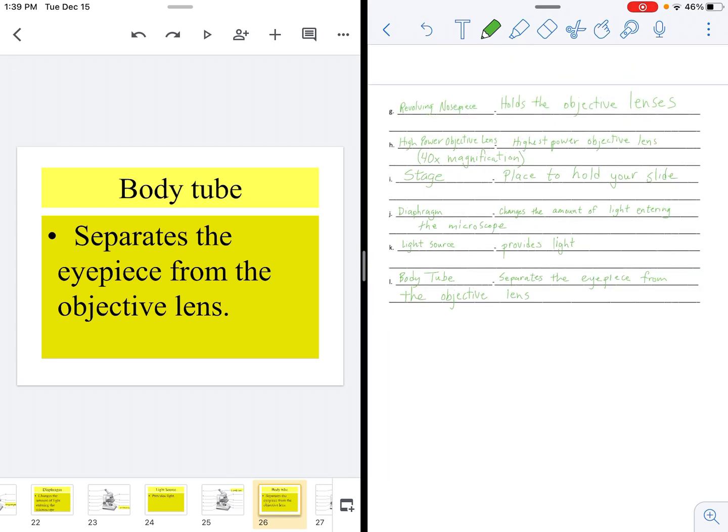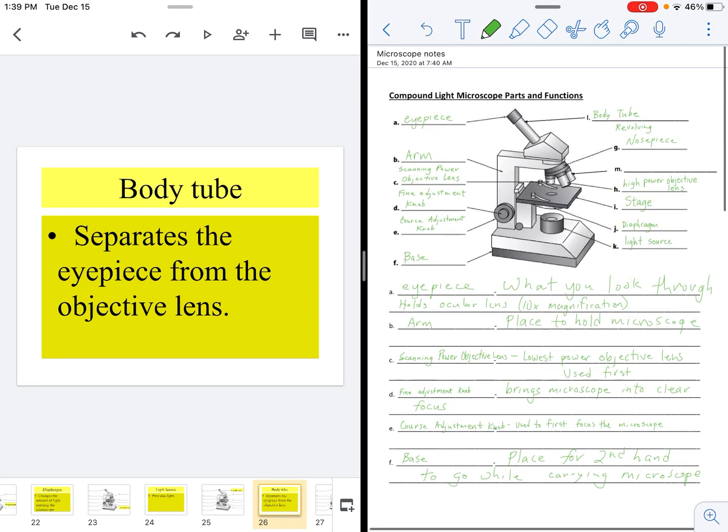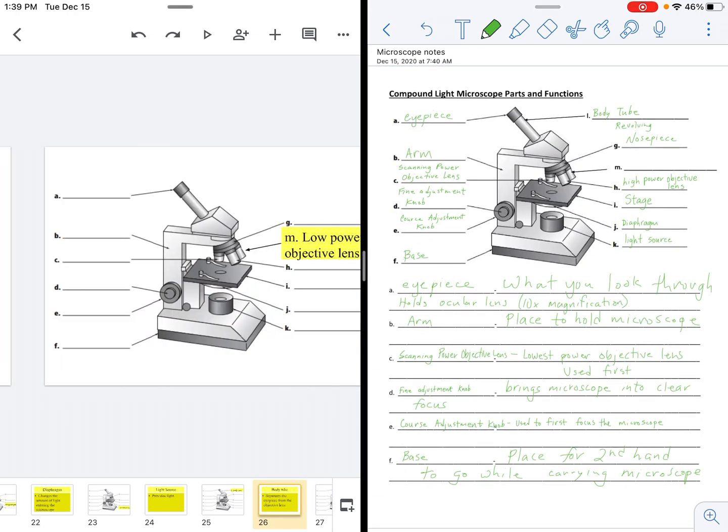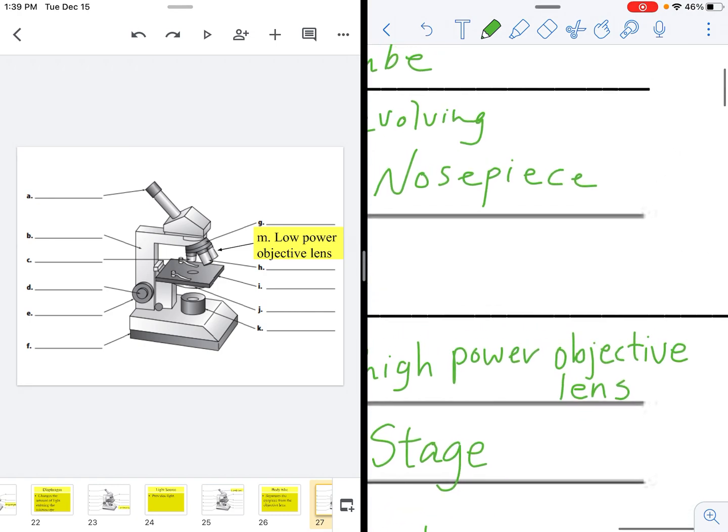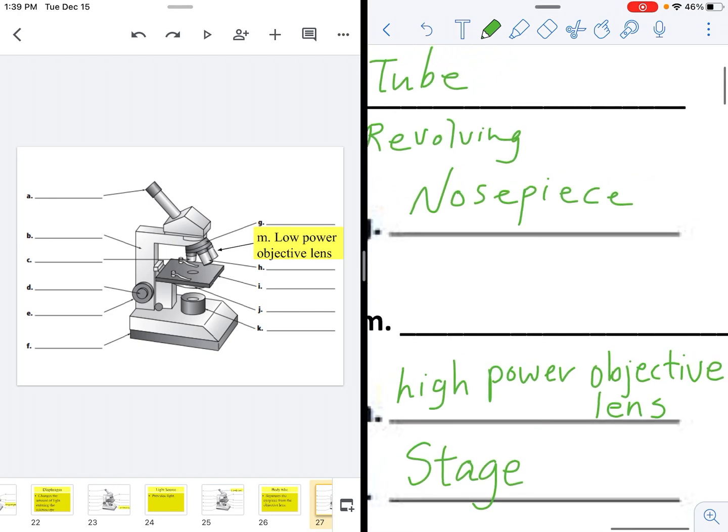And then the last one, we're going to be adding that on the bottom of the sheet. The letter M is the low power objective lens. And it is a little deceiving because the low power objective lens does look like it should be called the medium power objective lens.